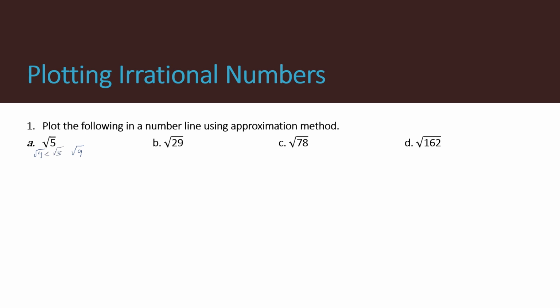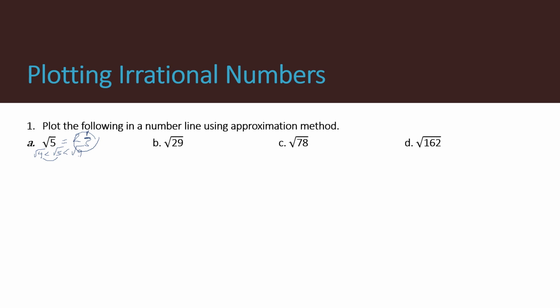Let me write it that way. And then to approximate its value, we find first the whole number. The square root of 4 here is 2. And then the difference between 5 and 4 is 1. That will be our numerator. And then the difference between 9 and 4 is 5. So that is 2 and 1 over 5.